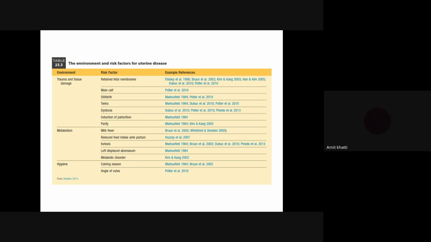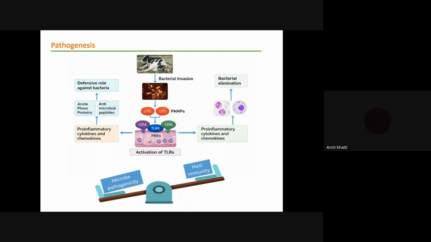So if any angulation or inclination of the vulva is there, the animal will be more prone to develop uterine infection. Now we will see the pathogenesis part. We are considering that after parturition or calving, the invasion of microbial organisms is a common phenomenon. Whether or not the animal is going to have a uterine infection, bacterial invasion will be there.